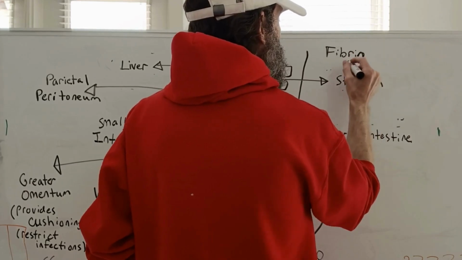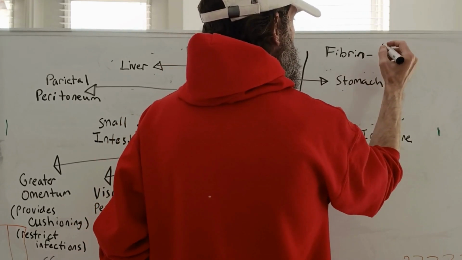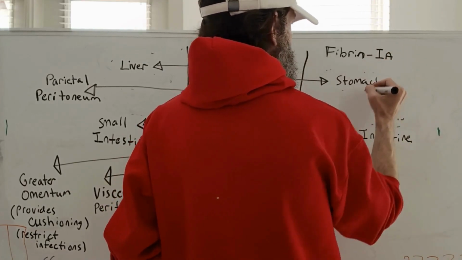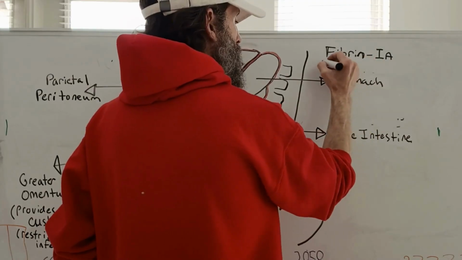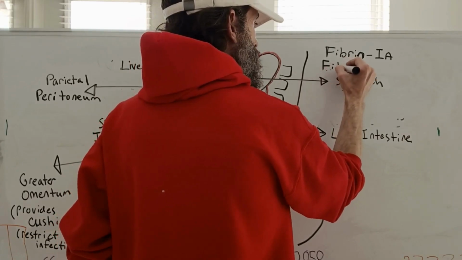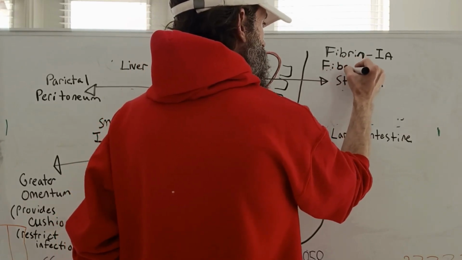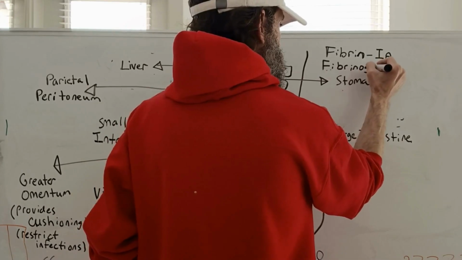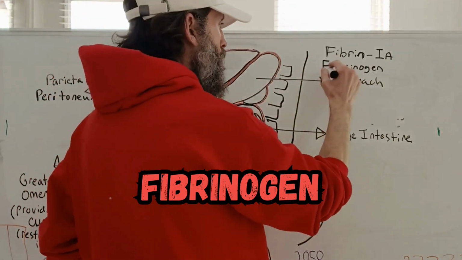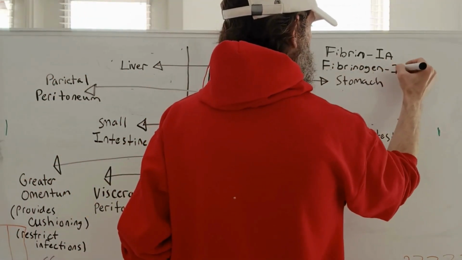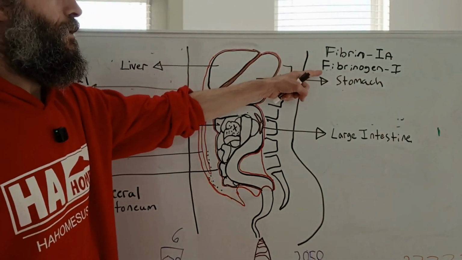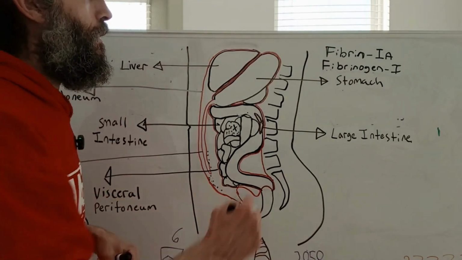And that's fibrin, from the coagulation cascade. I believe it's factor 1A. Fibrin is from, I don't know if I'm spelling this right, fibrinogen. You guys can, I'll put it up here if I get it wrong. Fibrinogen, which is factor 1, it's not activated. So fibrinogen gets activated and turns into fibrin.